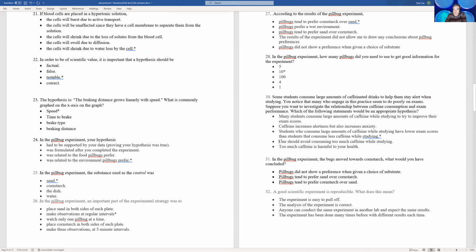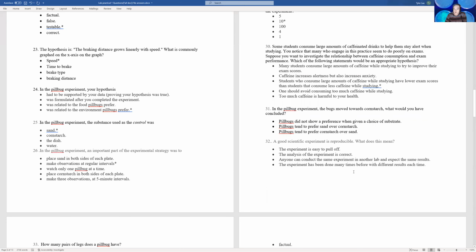So this one, students should avoid consuming too much caffeine while studying. Another potentially good one, but this one's more accurate here. And again, when you read up here, doing poorly on exams, this one relates more to that. So again, you want to really look at what information you're given. And then too much caffeine is harmful to your health, potentially. But again, we're not really given a lot about caffeine and health up here. So this third one here is the most relevant to the information that you're given in the prompt.